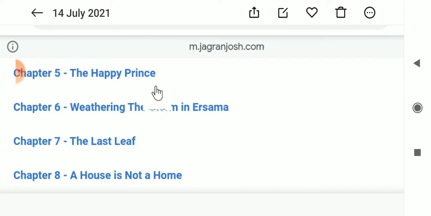So all things have good relations when a happy prince is there. The happy prince can do anything, because he is after all a prince. Then comes chapter number 6, Weathering the Storm in Ursama.